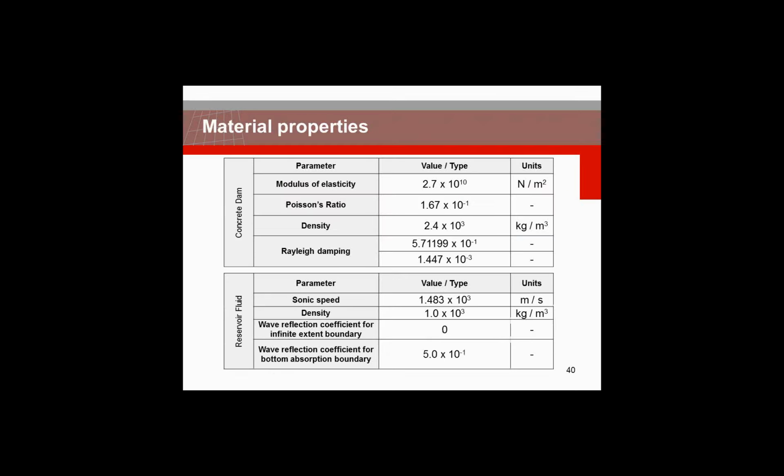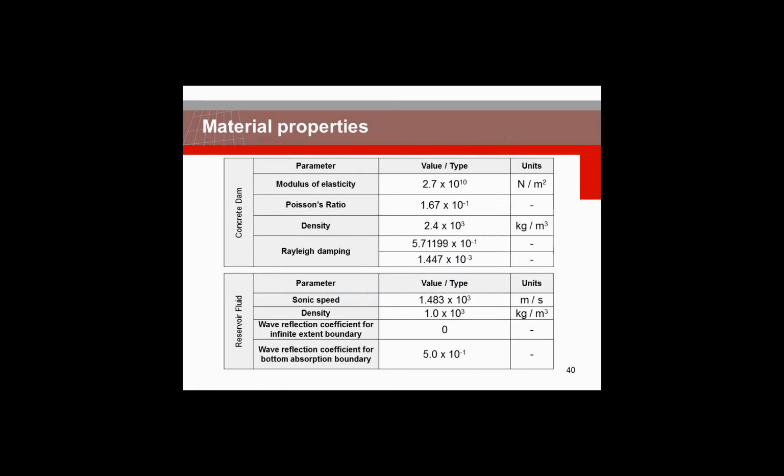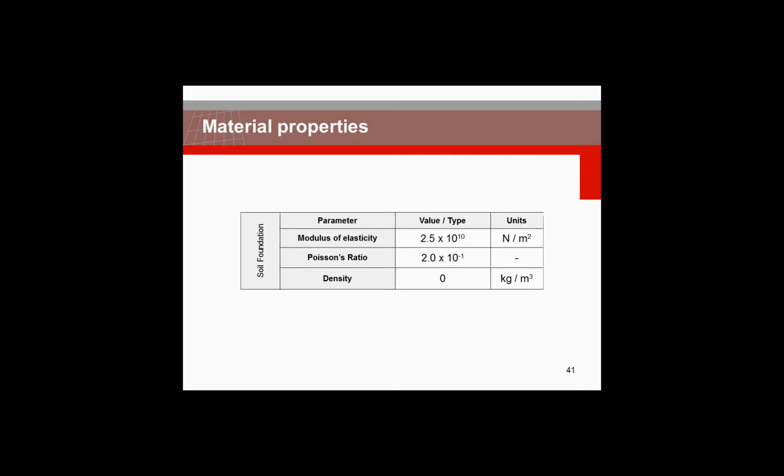We have the material properties for the concrete dam: the modulus of elasticity, Poisson ratio, density, and the Rayleigh damping parameters we used for modeling the damping of the concrete dam. In the case of the reservoir fluid, we have to define the sonic speed, or the C, the density, the wave reflection for the infinite extent boundary, and the wave reflection for the bottom absorption boundary.